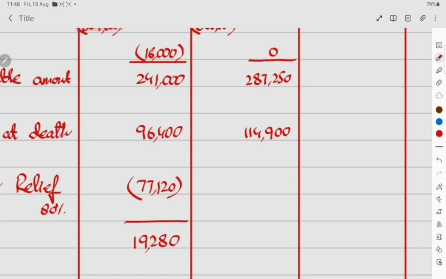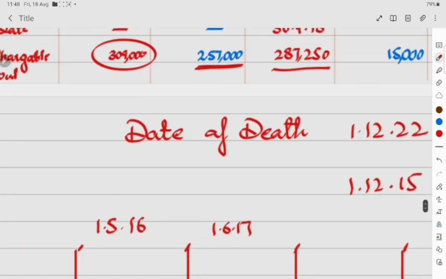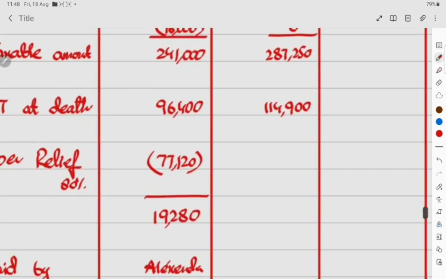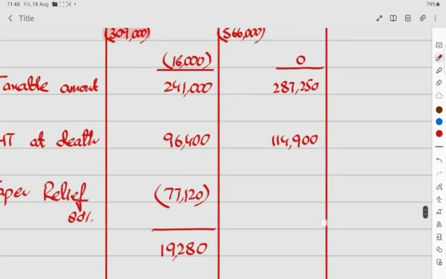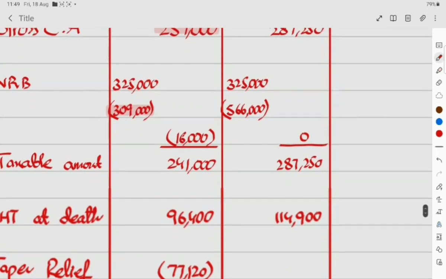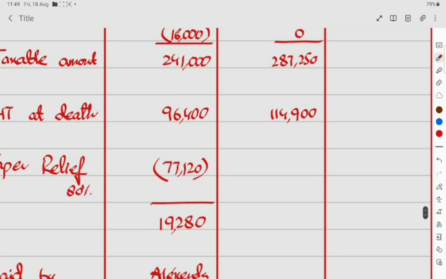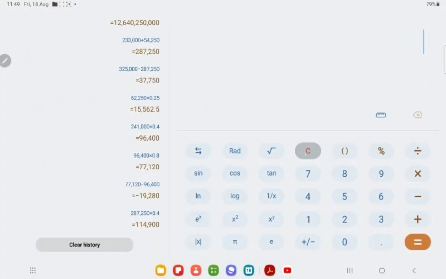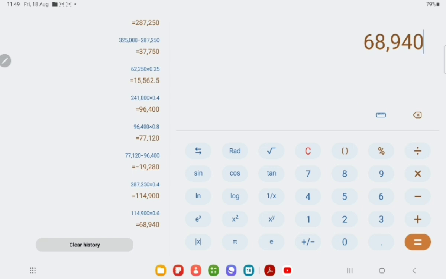Now we have to consider how much tax on this gift has been paid during the lifetime. But before that we have to apply the taper relief. The date of gift is 1st June 17 and the date of death is 1st December 22, so it is 5 years and some months. It means the gap is from 5 to 6 years, so 60% relief is to be provided. If it is 1,14,900, 60% of this would be 68,940.